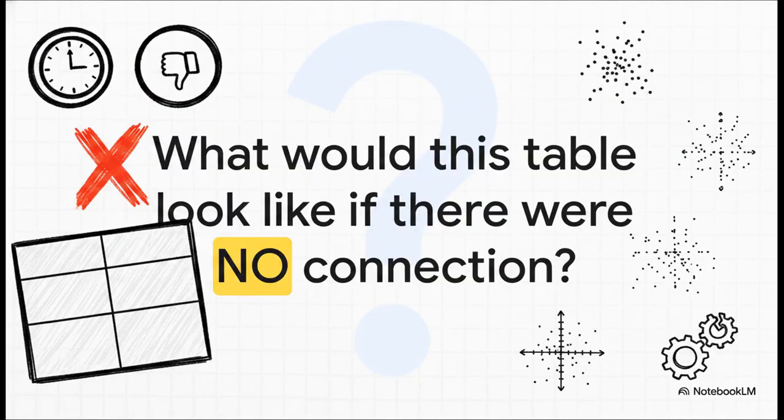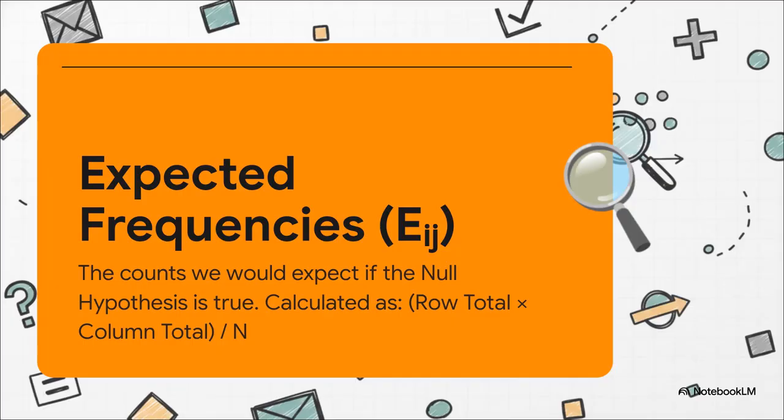So for our shampoo data, the null hypothesis is simply: age group and shampoo ratings are totally independent. Our job now is to see if we have enough evidence to prove that assumption wrong. And this leads us to the most important question of our entire analysis. If that null hypothesis were true, if there were zero connection at all between a person's age and their opinion, what would this table of numbers actually look like? And here's the cool part. We don't have to guess. We can actually calculate it.